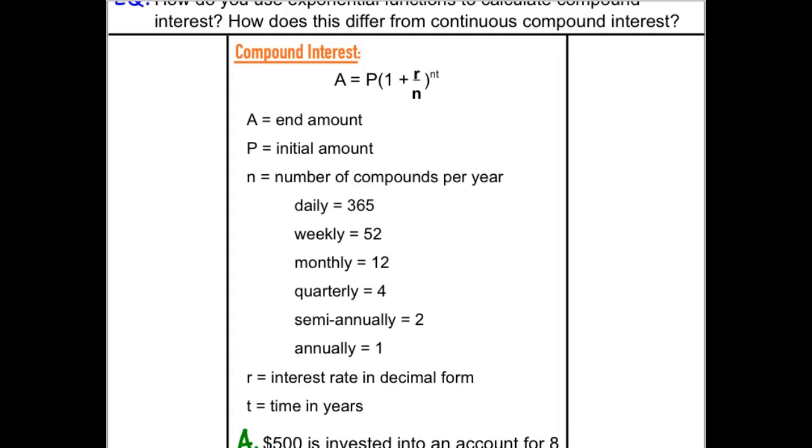Now before you start freaking out, I will give you this formula. I will not give you what all the letters represent, so you do need to know that much, and you do need to know what the different Ns are. So if I tell you it's compounded quarterly, you need to know that that is 4. So let's go ahead and try one of our problems.